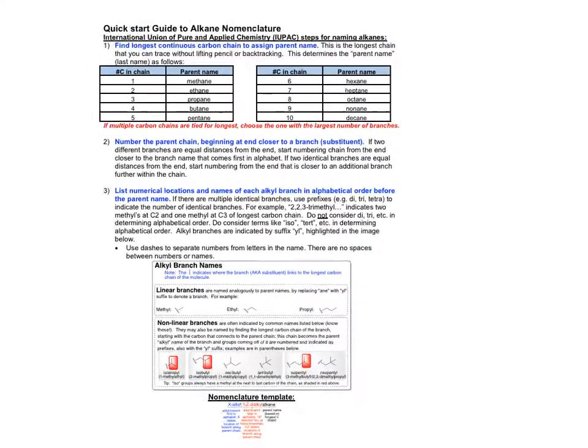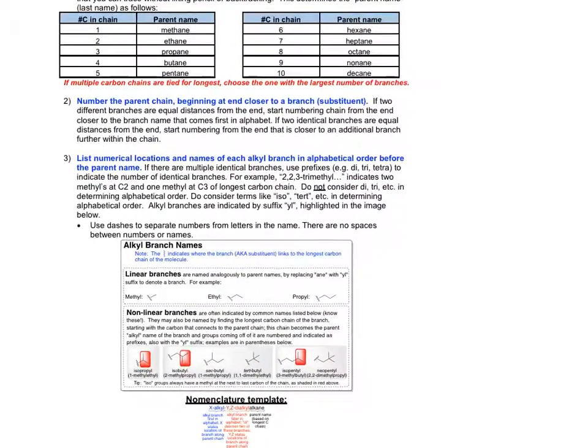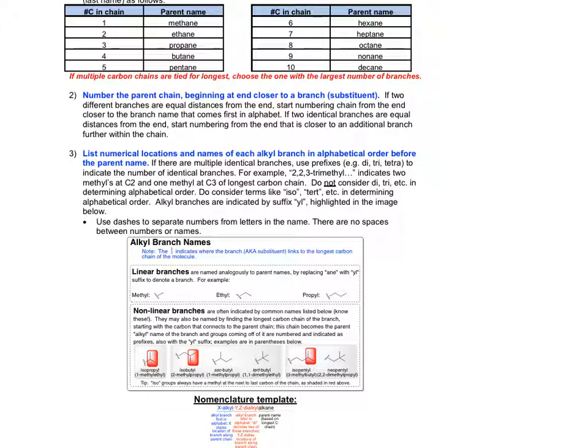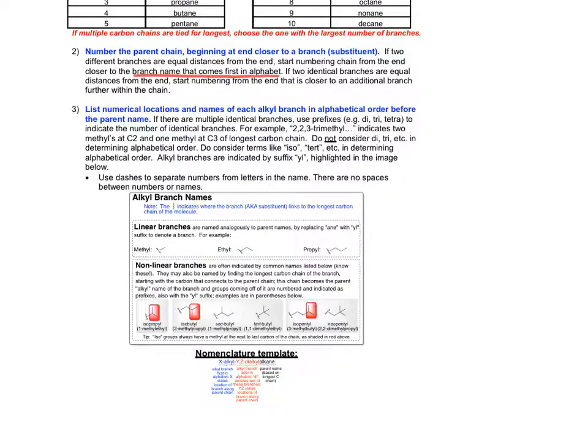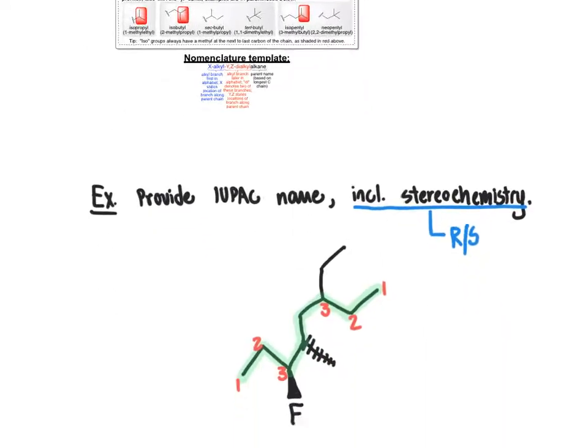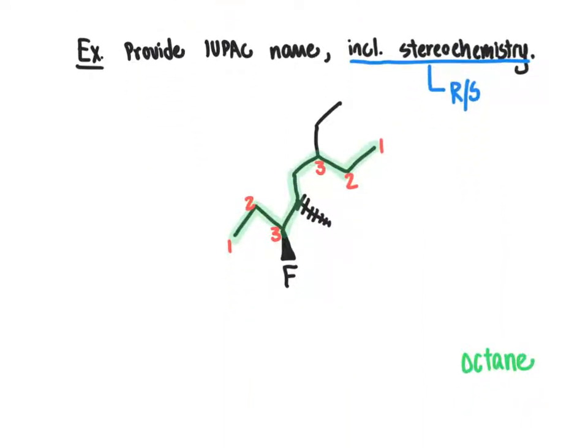We go back to those rules, and we see there at step 2 that if 2 different branches are equal distances from the end, we start numbering the chain from the end closer to the branch that comes first in the alphabet. And so, looking for the branch that comes first in the alphabet, we have a fluoro branch at carbon 3, numbering from the left, versus an ethyl branch if we start numbering from the right. Ethyl comes before fluoro in the alphabet, and so therefore, we're going to start numbering from the right-hand end of the molecule. So I'm going to go ahead and erase these numbers from the left since that's what we decided not to use here.